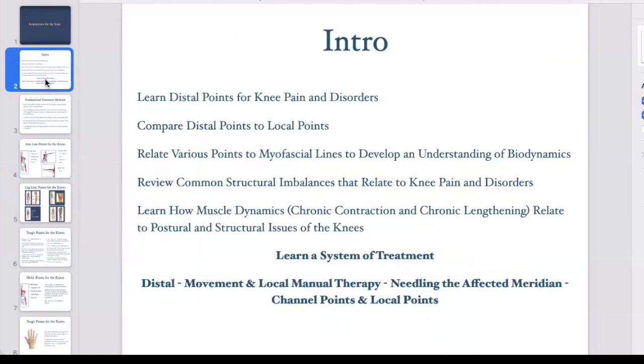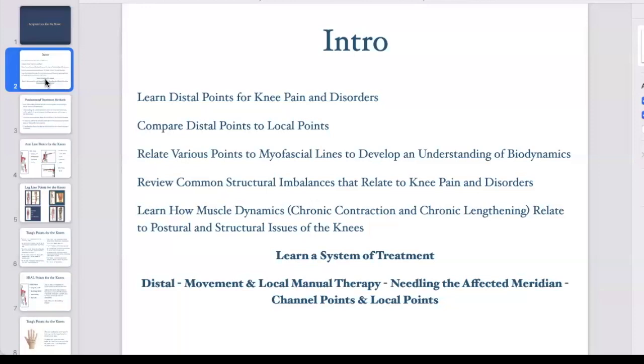Another thing that we'll be doing is reviewing some common structural imbalances that relate to knee pain and disorders. We're going to learn how muscle dynamics like chronic contraction and chronic lengthening in the muscles relate to postural and structural issues of the knee. Okay, so this is very much a biomechanical approach too, that's mixed with Master Tong's points and even some of the TCM principles. And the next point here is we want to learn a system of treatment, okay? So when you have a solid system, then that allows you to get better results as well.